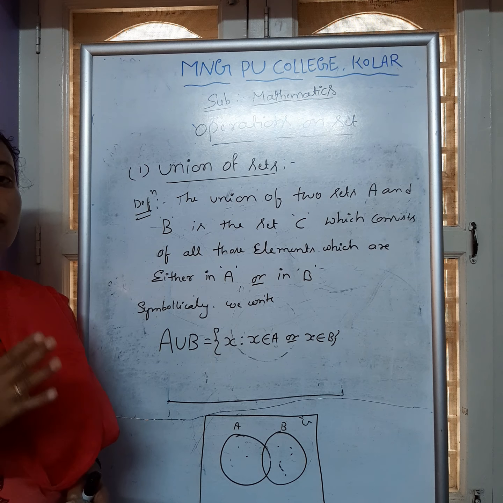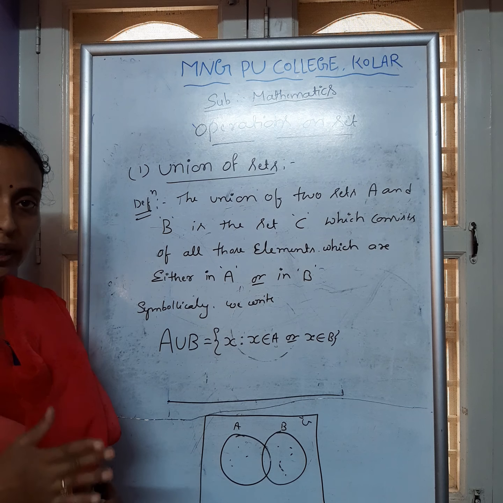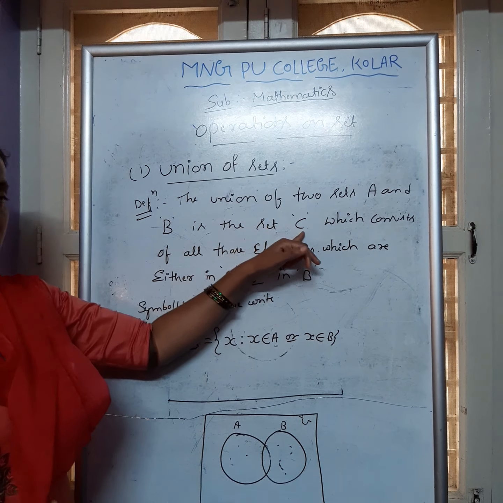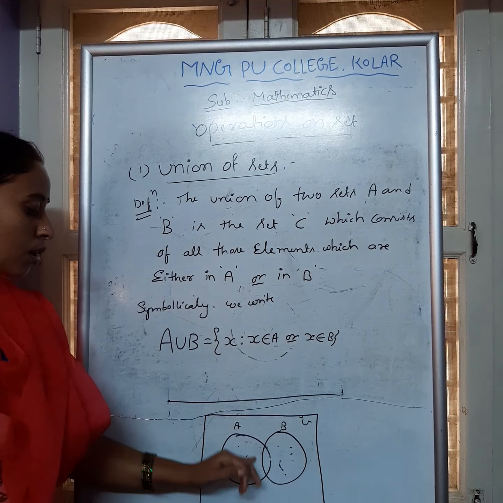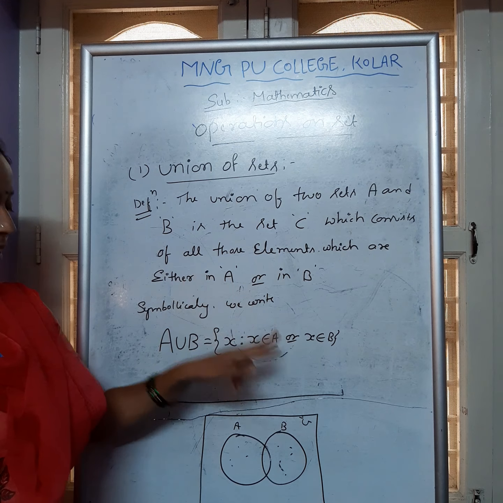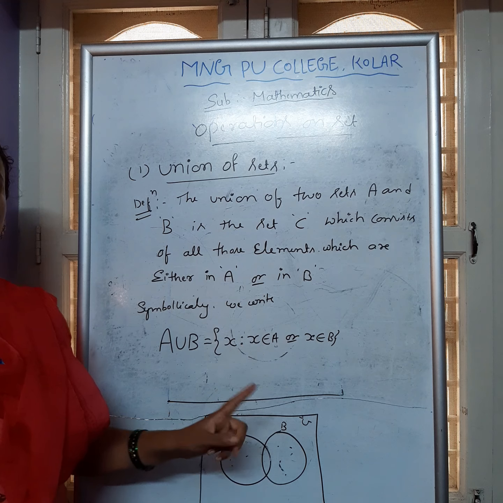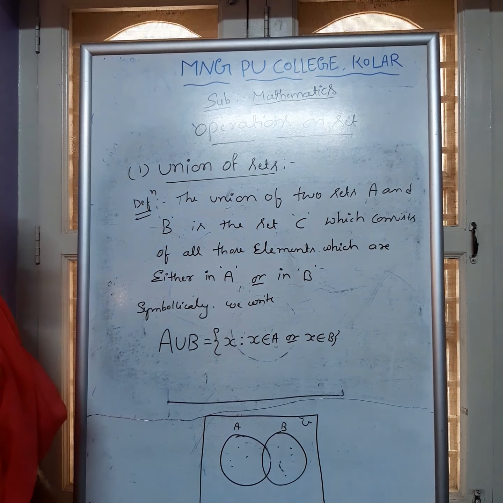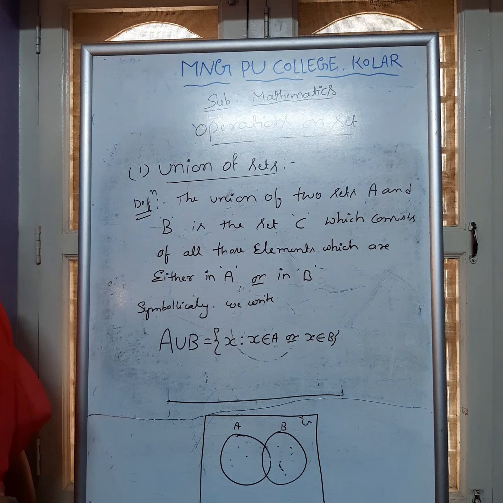The union of two sets A and B is the set C, which consists of all those elements which are either in A or in B. Meaning it is definitely in at least one of the two, right? So this is the union of sets.